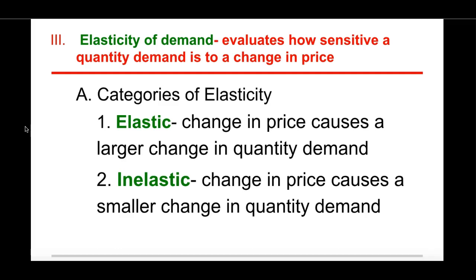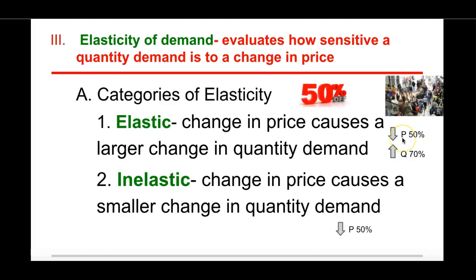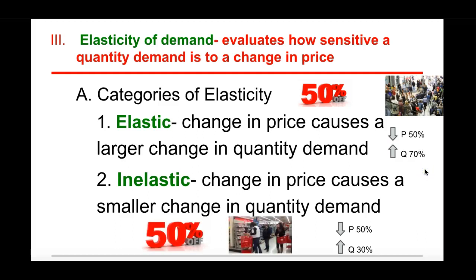Elastic is going to be those things that you're only going to be buying if it's the right price, the right deal. We're very sensitive to a change in price. So, for example, for elastic, maybe the price goes down by 50%, but quantity demand goes up by 70%. People react a lot. They freak out. But in inelastic, if we have that 50% off sale, demand is going to increase, but it'll increase by maybe 30%. So that 50% off sale will cause a few more people in the store. So that's elastic and inelastic.